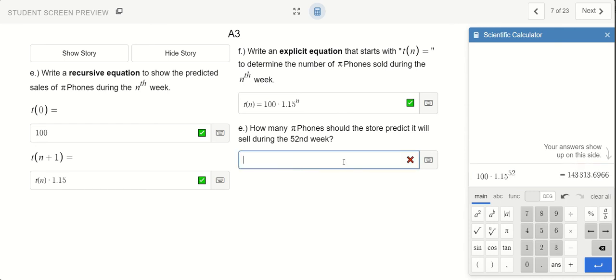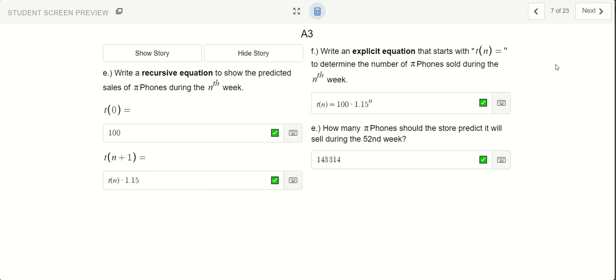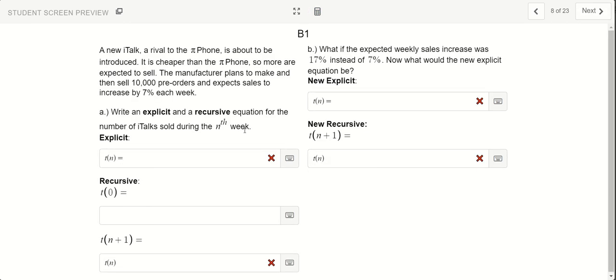And like before, I need to round my answers. I can't sell a decimal of a phone, so rounding it up, during week 52, I can expect around these many phones being sold. Okay, moving on to section B.